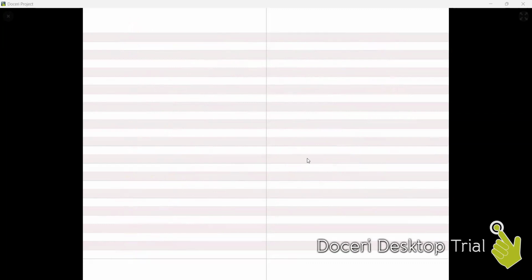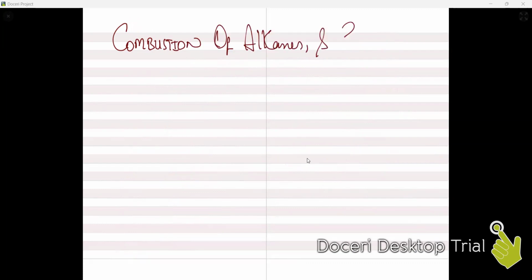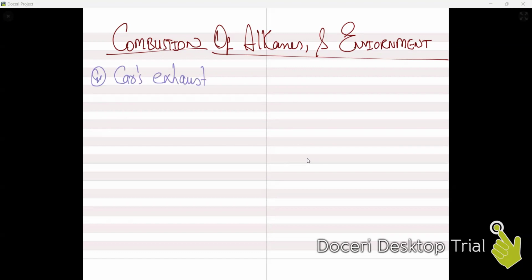You can always do balancing of equations over and over again to practice. When it comes to the combustion of alkanes, it affects the environment. How does it affect the environment? That's really important. For example, number 1, car exhaust fumes include toxic gases.